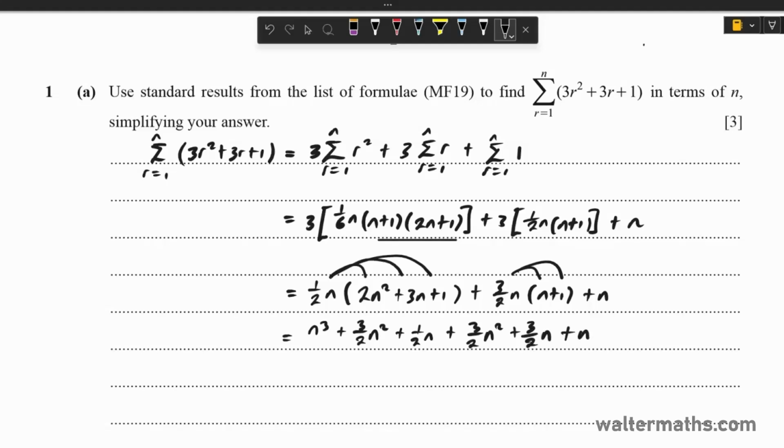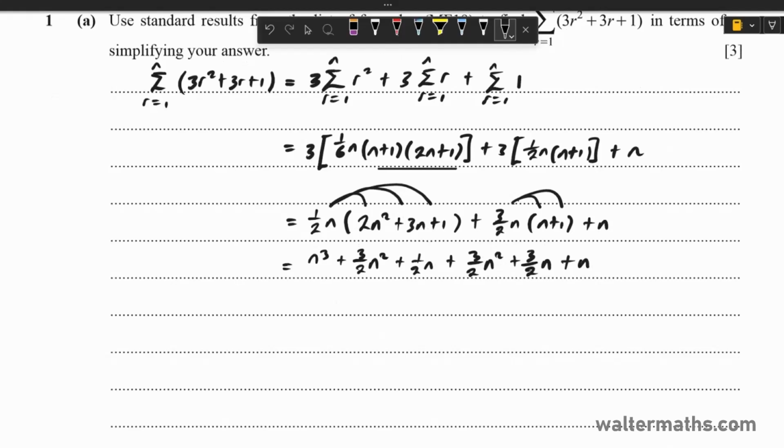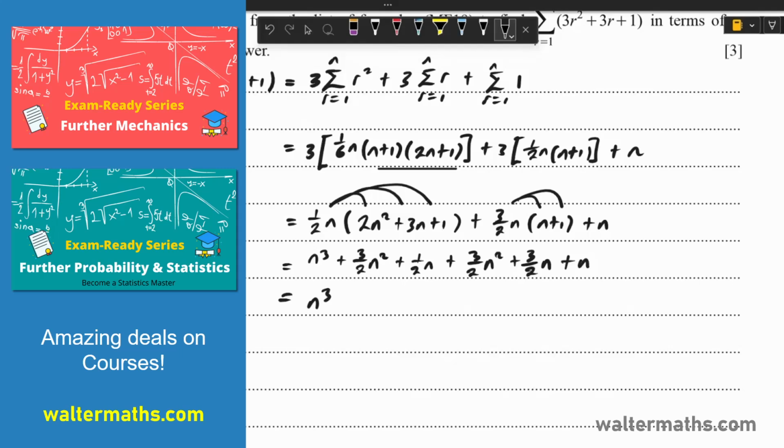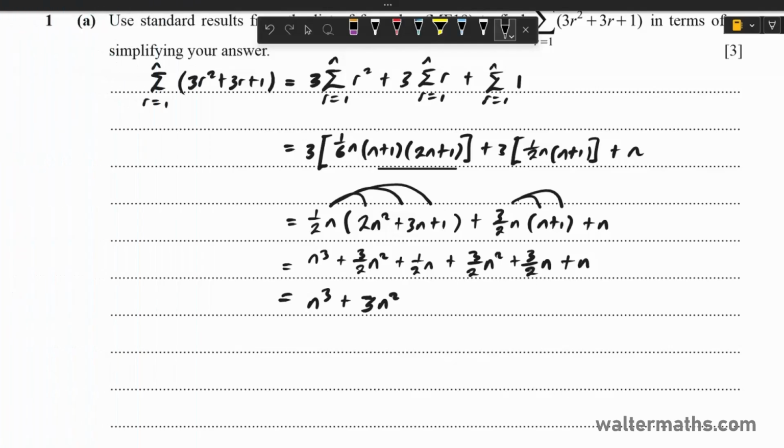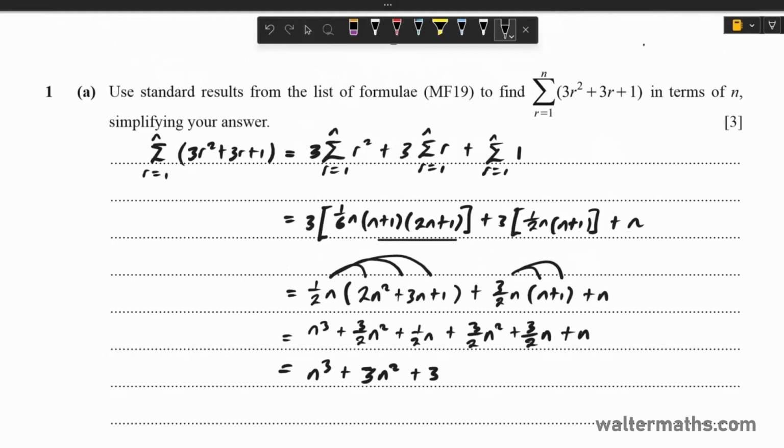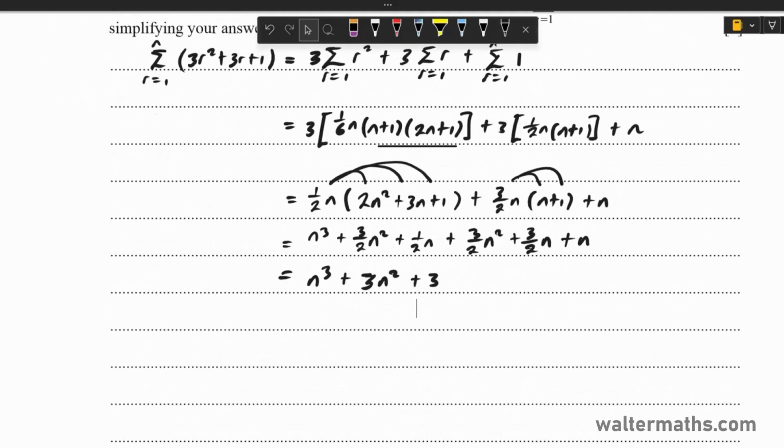Alright, so we can continue simplifying this. We have n cubed, then 3 over 2 n squared plus 3 over 2 n squared will give us 3n squared. And next, when we say half n plus 3 over 2 n plus n, this gives us 3n. Alright, so that is the sum expressed in terms of n. Let's move on to part B.